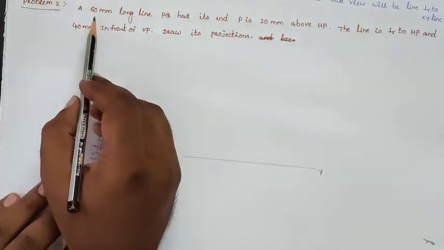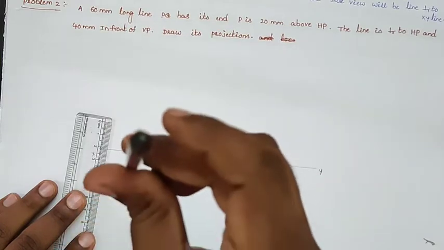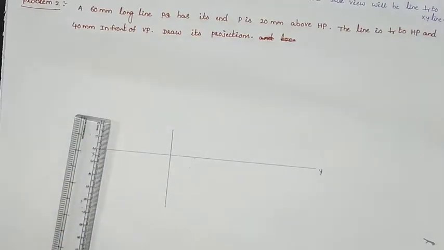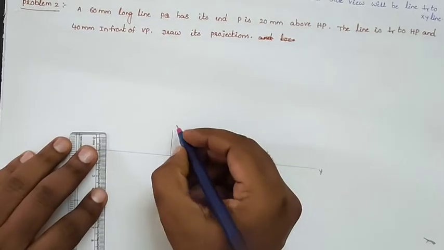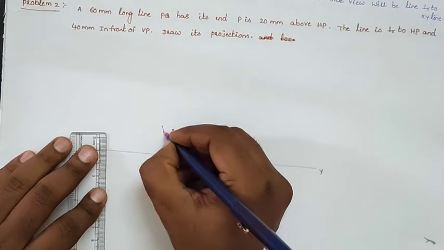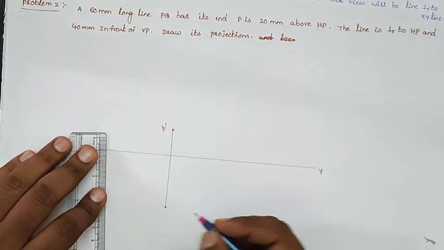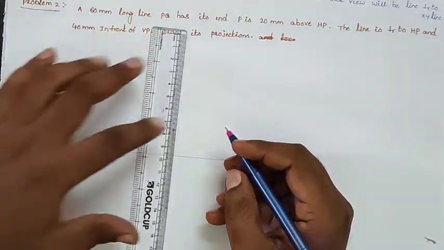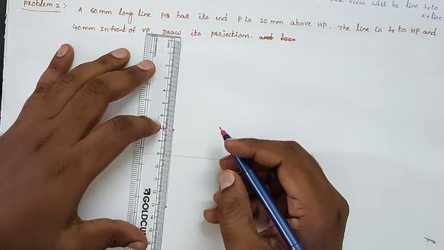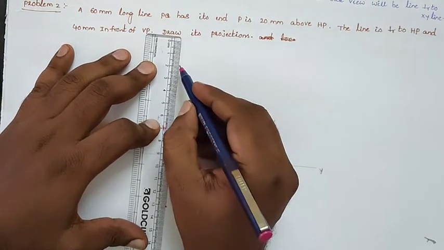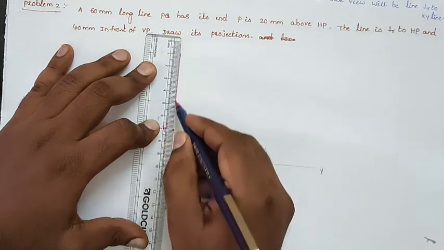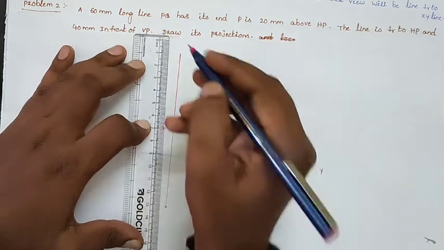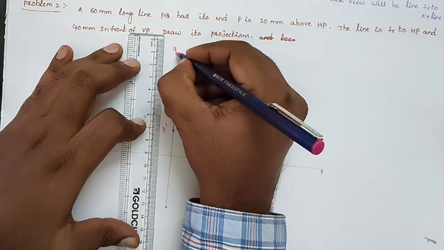So where will we get the true length of the line, 60 mm? We will get the true length of the line whenever the line is perpendicular to HP. We will get the true length of the line on the vertical plane. So we will draw the true length of the line perpendicular to the reference line. Here I am locating point P dash, and from point P dash we will draw a 60 mm long line. So here I am locating Q dash.